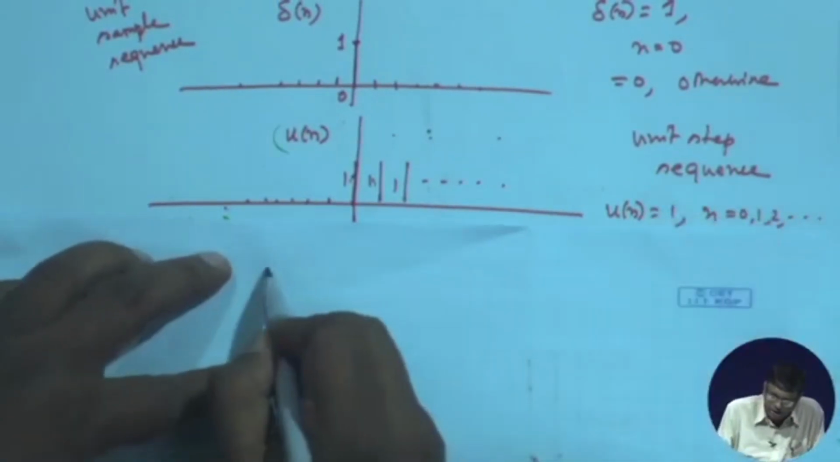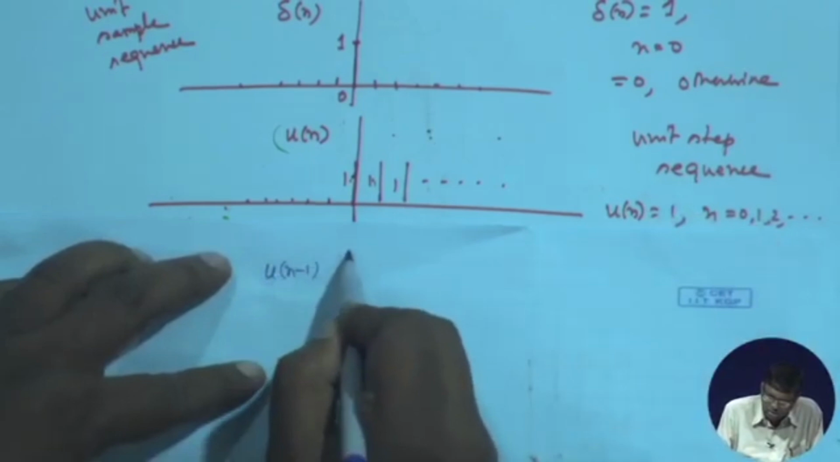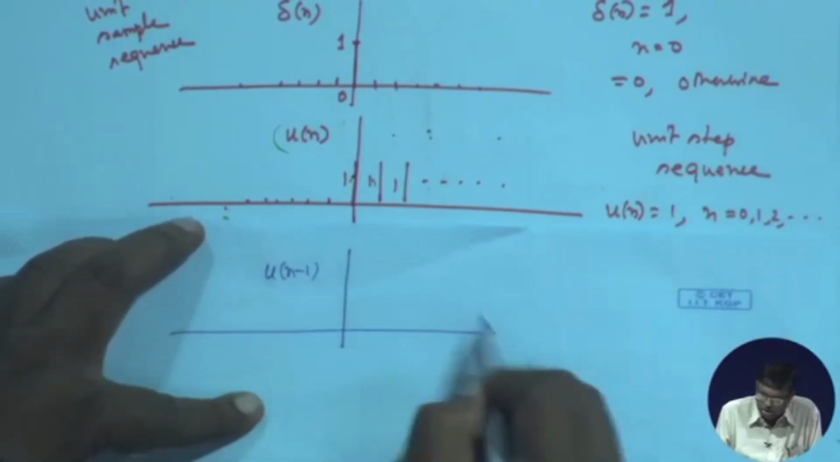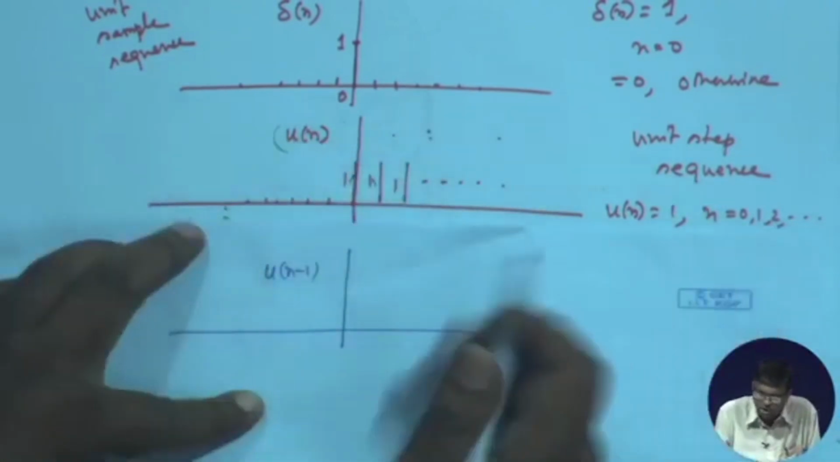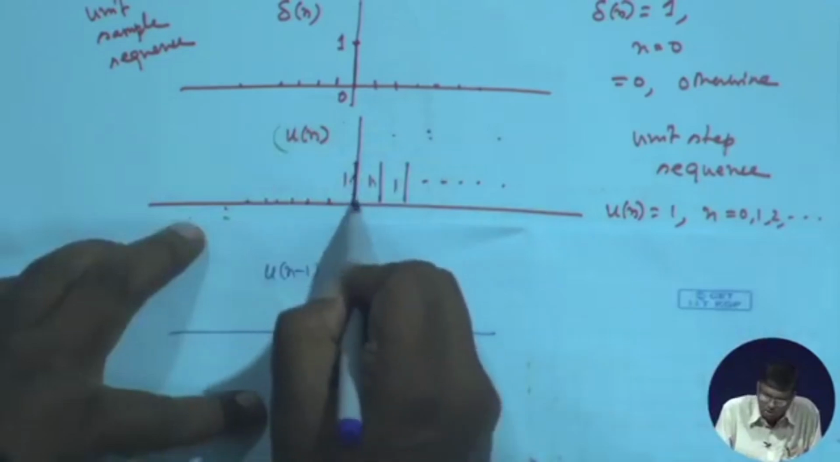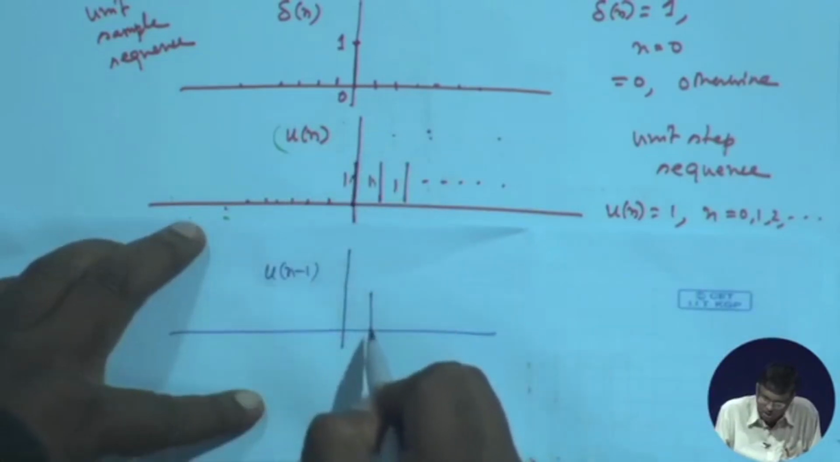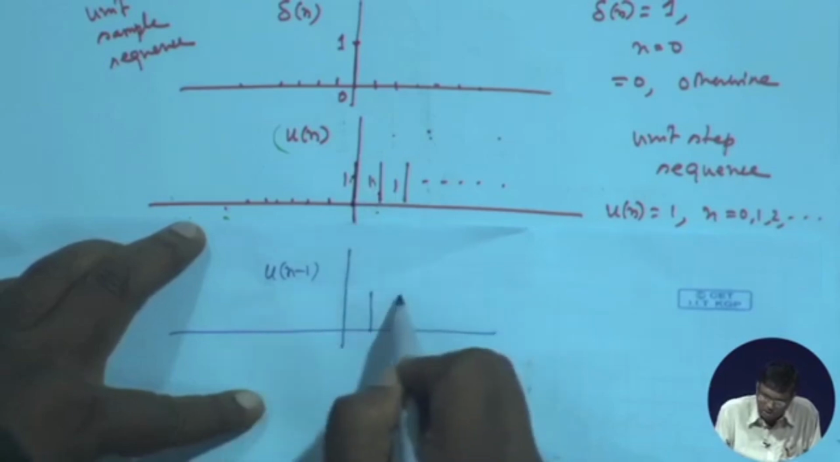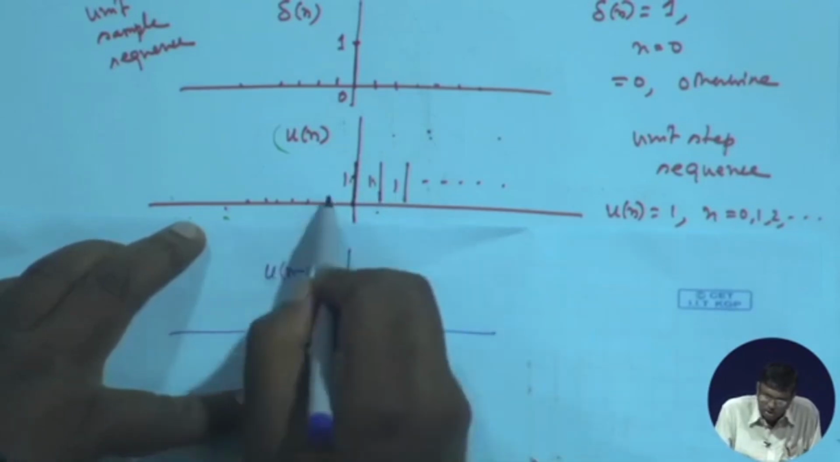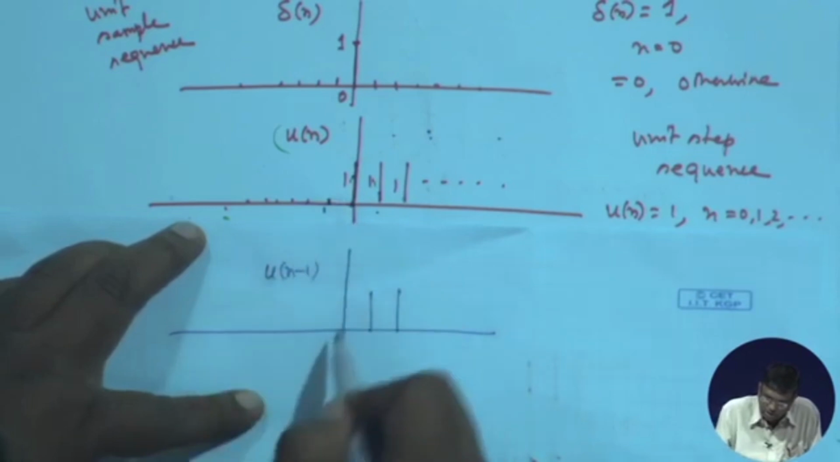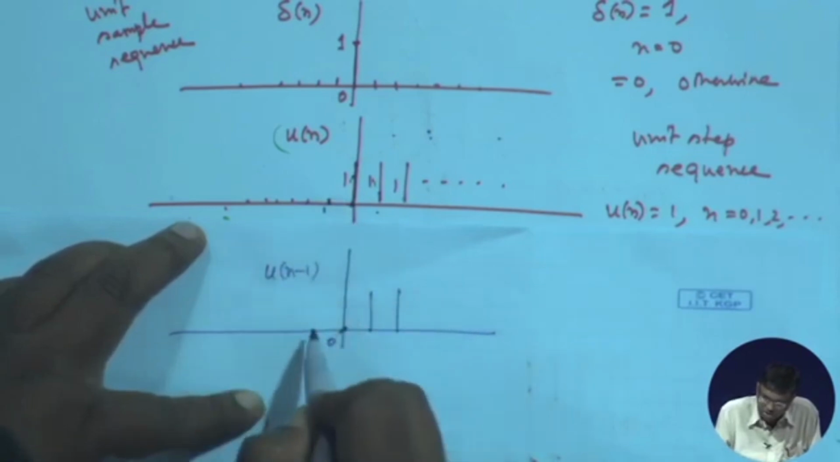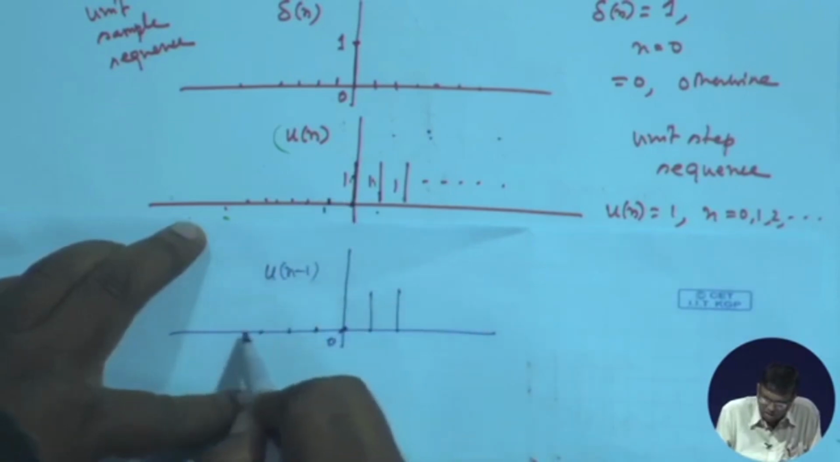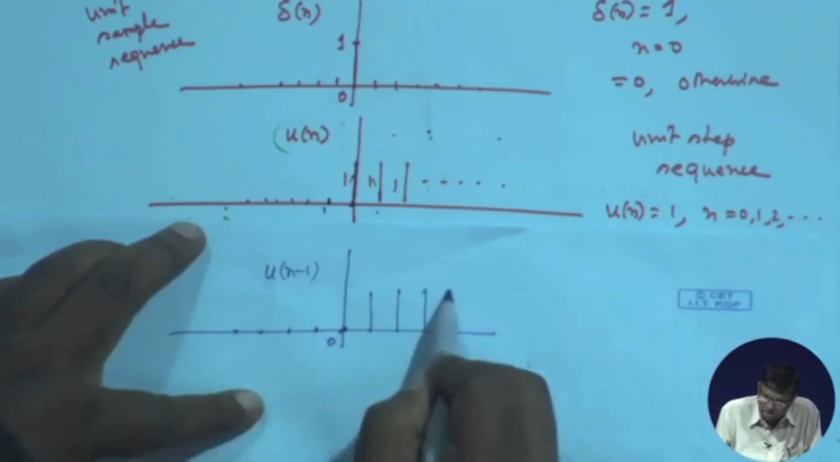And what is u[n-1]? This is nothing but this sequence shifted to the right by 1. So, earlier this 1 was occurring at 0, this will occur at 1. Next one was occurring at 1, this will occur at 2. This 0 was occurring at minus 1, this will move here. So, this will be 0. Then all others are zeros and the 1s will continue.